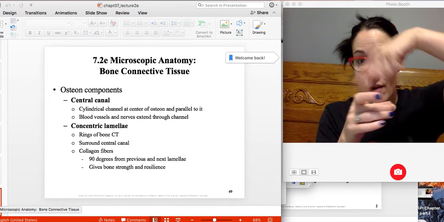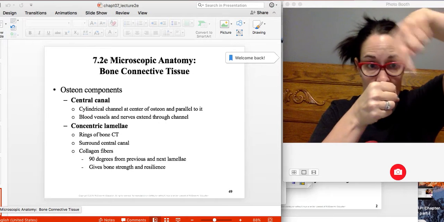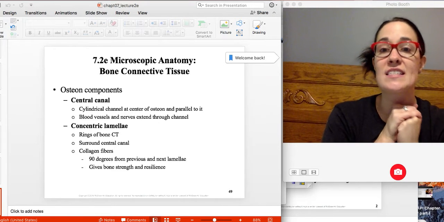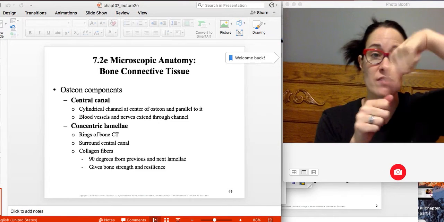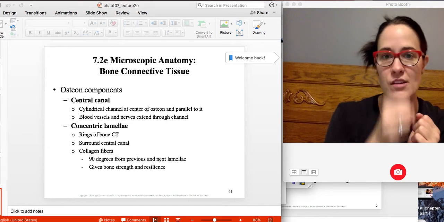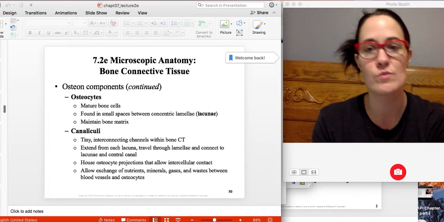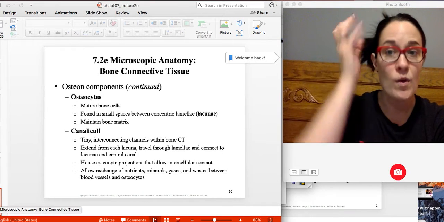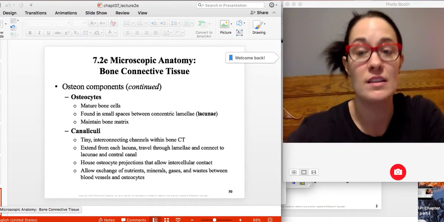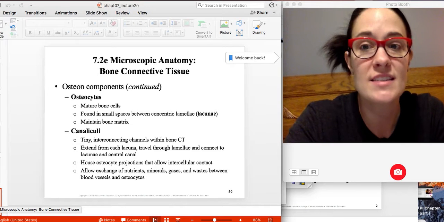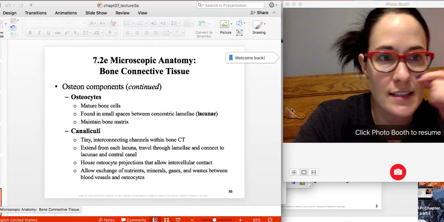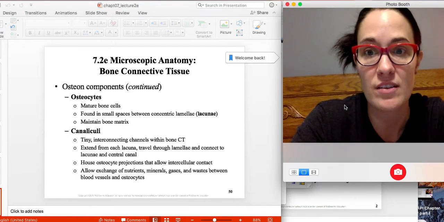Within it and around it, okay, so we have the central canal. Around it, you have this area called the concentric lamellae. It's the rings of connective tissue that surround that central canal that contains the collagen fibers that give the bones its strength. Within those lamellae, we're going to see little pockets of the cells, of the osteocytes, the mature cells.